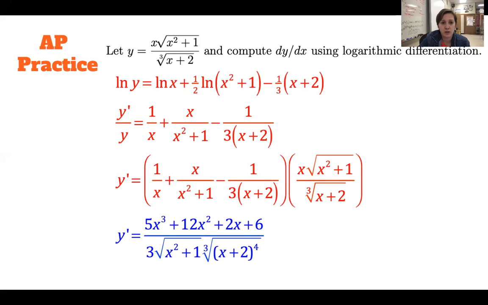All right, so here should be your answer. Take the log of both sides, and I expand it at the same time. So x plus, because it's multiplying, 1/2 natural log of x squared plus 1, minus, because of the division, 1/3 natural log of x plus 2.